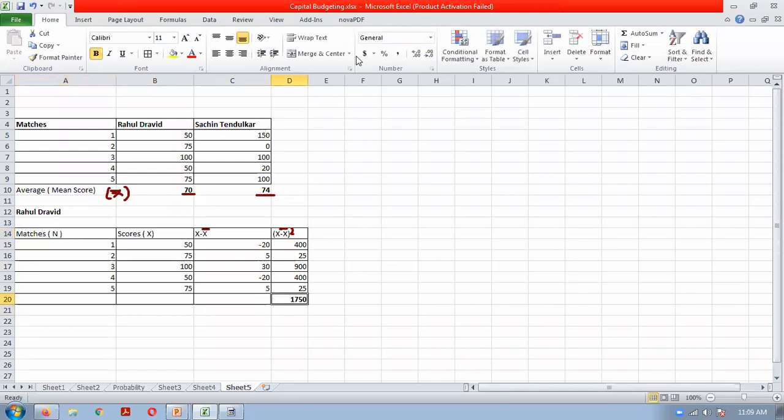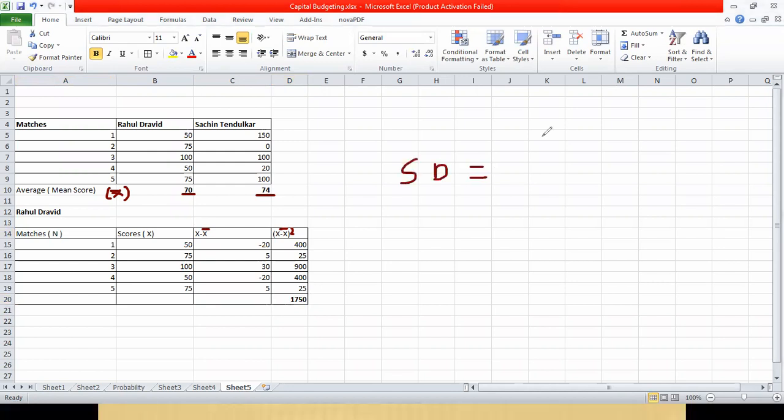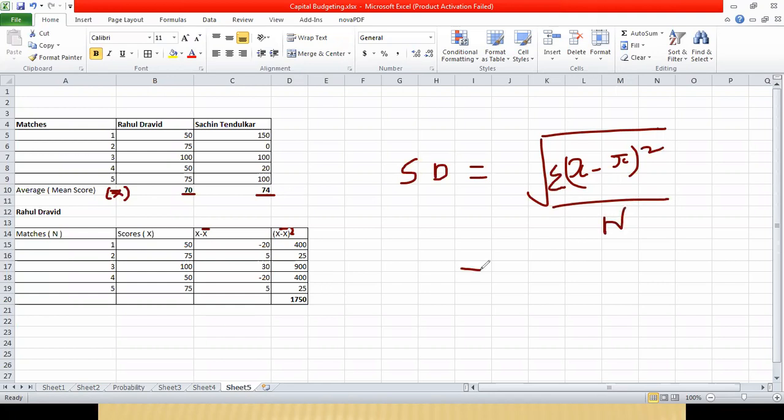Okay, so this much we have done. Now we can calculate the standard deviation. Formula for standard deviation is square root of sum of x minus x bar whole square divided by n. So sum of x minus x bar whole square divided by n, it is 1750 divided by n is 5. 5 matches are there, no? So n will be 5.